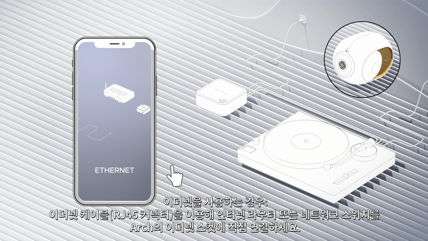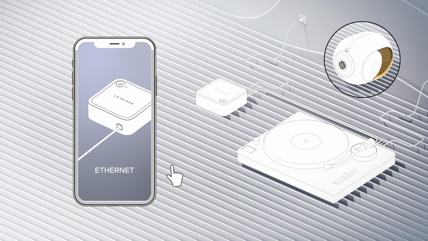If you choose an Ethernet configuration, connect an Ethernet cable, RJ45 connector, directly from your internet router or network switch into the corresponding Ethernet socket of Arch. Then continue and Arch will be detected automatically.